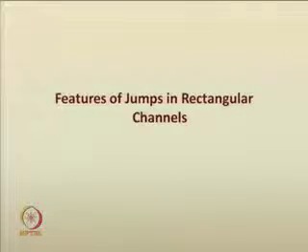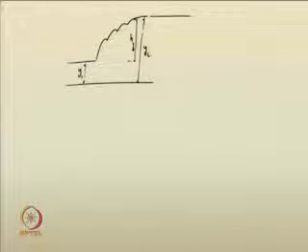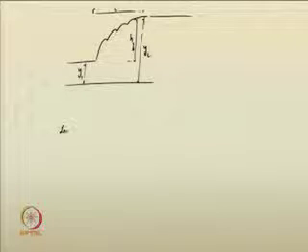Today, we will discuss some more features of jumps in rectangular channels. As we have seen for a jump, you have the sequent depths y1 and y2. You have the height of the jump, as was given earlier. Now, there are other properties as well. You can also think of the length of a hydraulic jump. How will you evaluate the length of the hydraulic jump? It could also be considered as a property of a hydraulic jump.